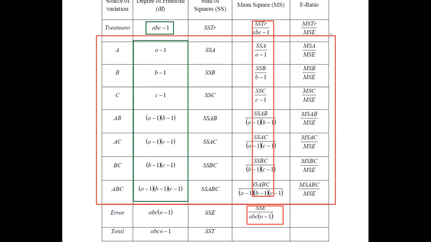The main thing you have to keep in mind is that we have this lengthy table because we are elaborating the treatment using the main effects, two-way interactions, as well as the three-way interaction.